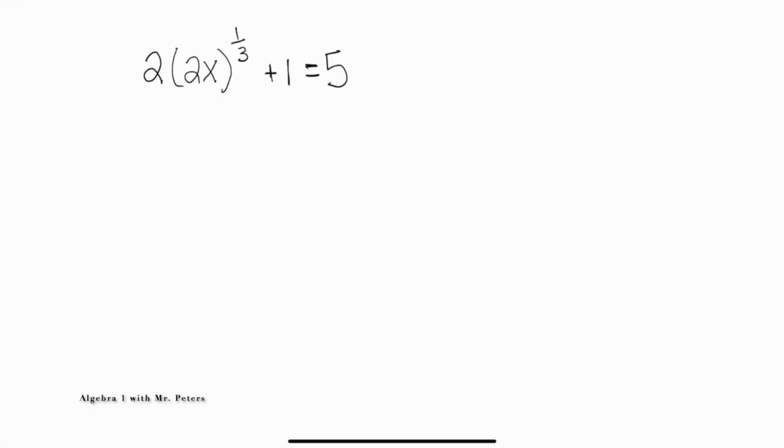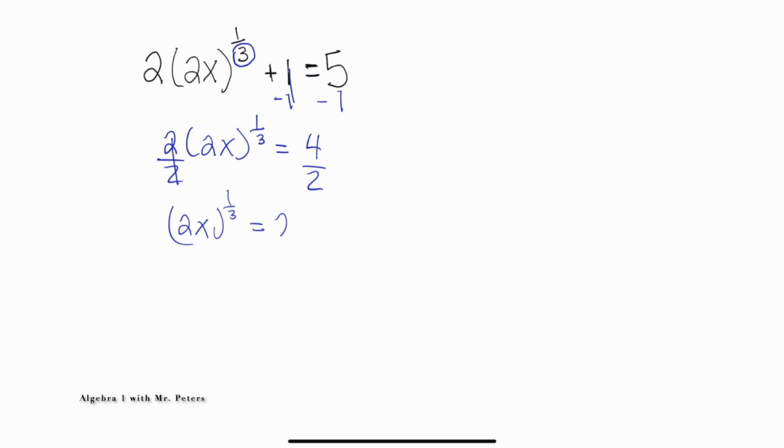In the next example, we notice that our index is odd. So we don't have to worry about the concept of absolute value, I should say. So we're going to subtract 1 as our first step. We're left with 2 times 2x to the 1 over 3 power is equal to 4. So we go ahead and divide by 2. 2x to the 1/3 power is equal to 2.